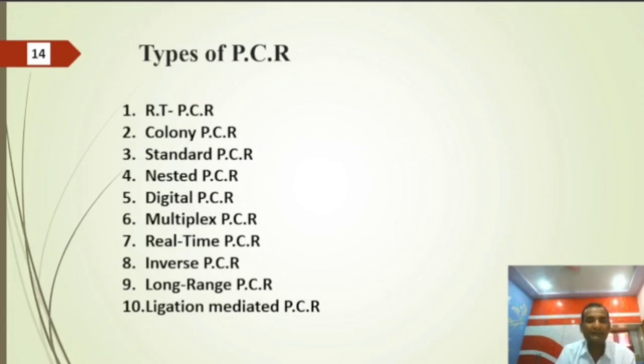First one is RT-PCR. This is also called reverse transcription PCR. Second one is colony PCR. Third one is standard PCR. Fourth one is nested PCR. Fifth one is digital PCR. Sixth one multiplex PCR. Seventh real-time PCR. Eighth inverse PCR. Ninth long-range PCR. 10th ligation mediated PCR. Likewise, there are different types of PCR for different purposes.